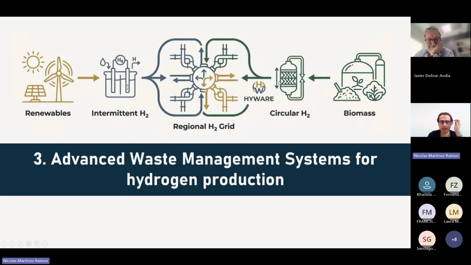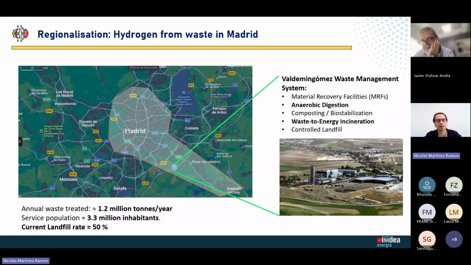Now I'm going to go into the advanced waste management systems. So this is the part in which we integrate our technologies into our real waste management system. So as I said, we are working on the case study, which is the region of Madrid. And in Madrid, which is a pretty big city with around 3.3 million inhabitants, the municipality sends its waste to the Valdemingómez waste management system, which is composed of a series of technologies, basically material recovery facilities, anaerobic digestion, composting, and waste-to-energy incineration.